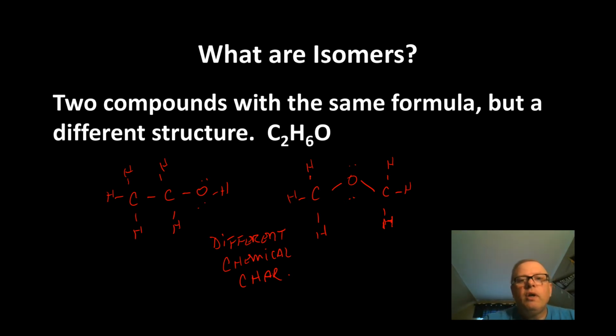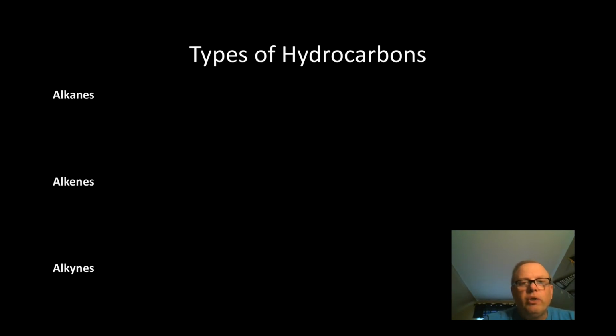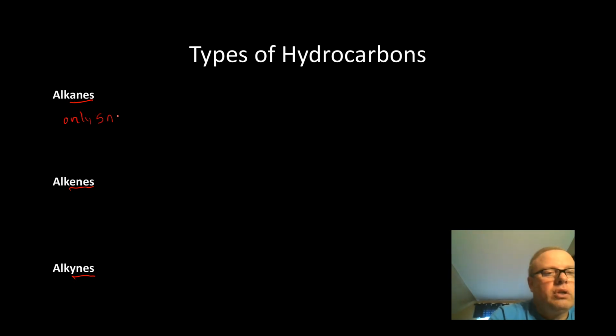Now, the very base, simplest thing we're going to talk about are what are called hydrocarbons. And as the name says, these are things that involve only hydrogen and carbon. These are the simplest carbon compounds. So what we're going to have here are alkanes, alkenes, and alkynes. And the suffix ending here is what is important. Alkanes have only single bonds.